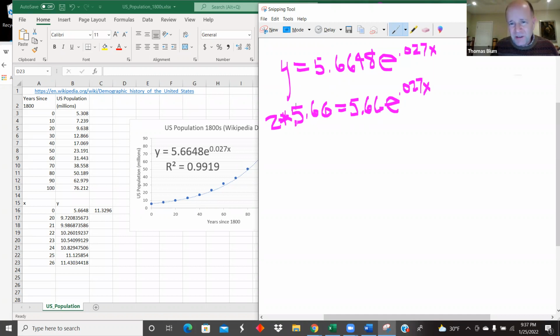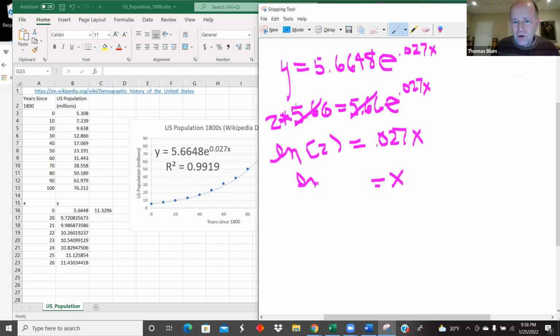So both sides have this 5.66, so that cancels. And what you do mathematically to get rid of an exponential is a log, a natural log. So I take a natural log of 2, and then that gives me just what's inside the exponential. And then if I want to get the x, the time that it took to double, what was on the x-axis was the year. So if I solve for x, I'm solving for the number of years. So x is log of 2 divided by 0.027, and I will find the number of years.